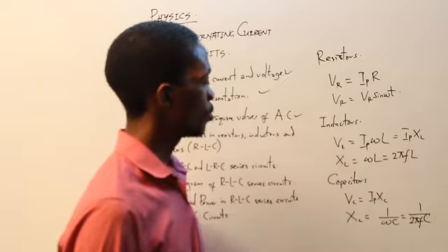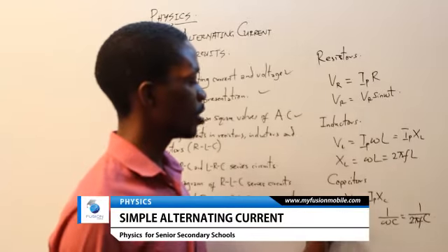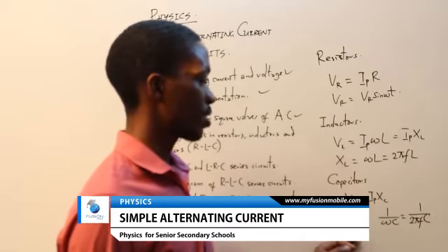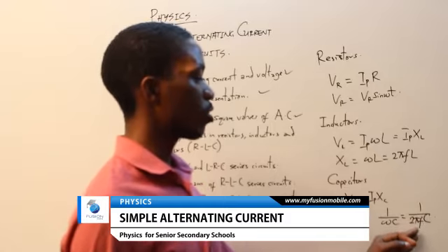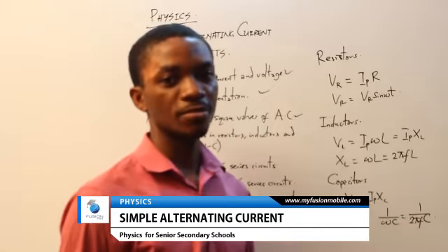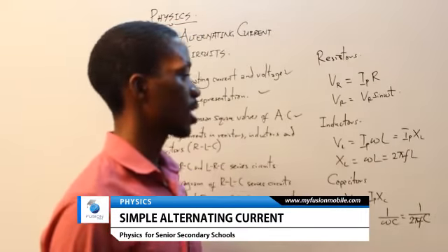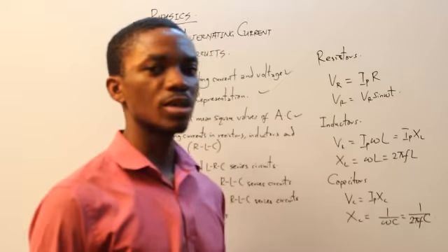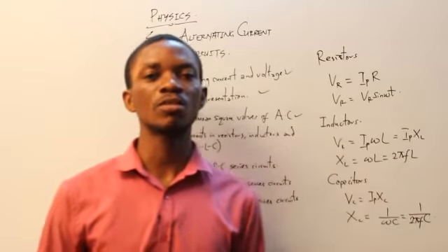Same thing applies to capacitors. The voltage produced in the capacitor is current multiplied by the reactance of the capacitor, and the reactance of the capacitor is calculated by the reciprocal of 2 pi FC, where C is the capacitance. Also, a table is going to be displayed on your screen just about now to shed more information about our circuits.